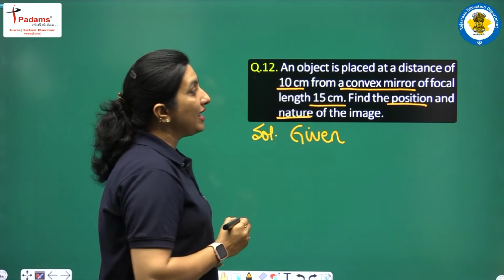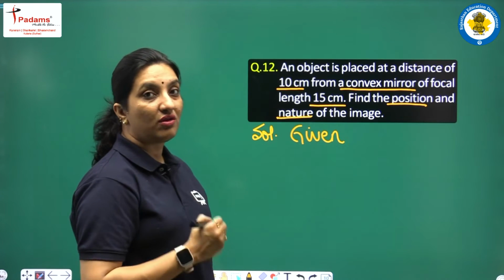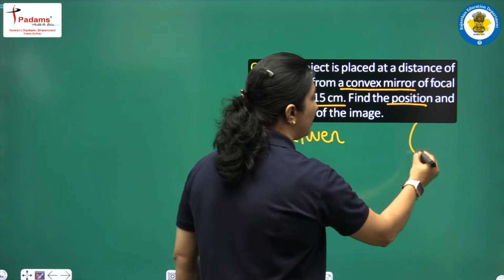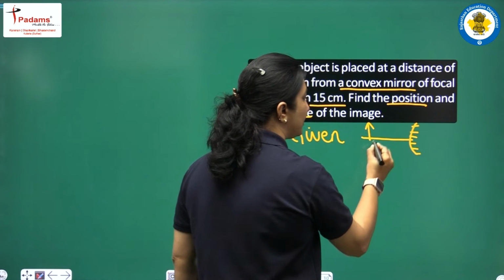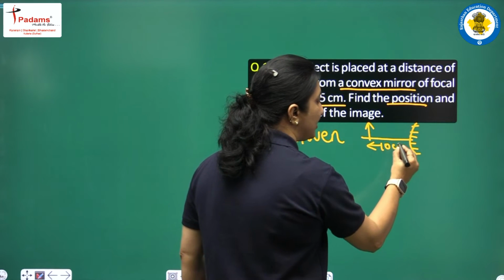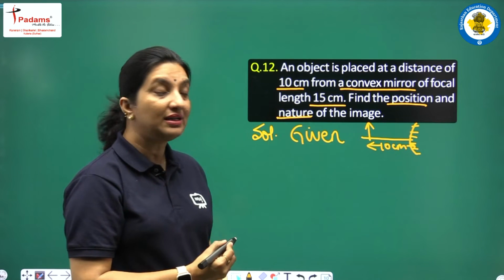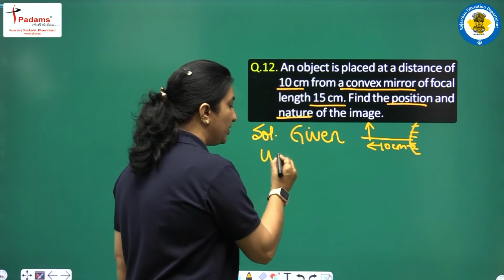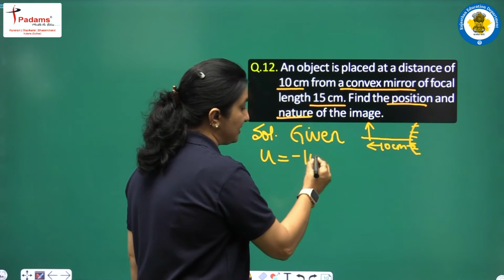So we will begin with the solution by writing given. An object is placed at a distance of 10 centimeters from a convex mirror. We have a convex mirror and an object is placed at 10 centimeters. Now here the object is placed in front of the mirror. So u, which is the distance of the object from the mirror, will become negative.